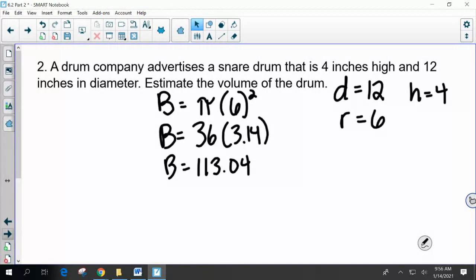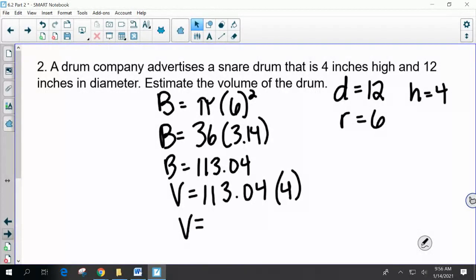Okay. And then I need to take that number times what? Times the height, which is 4. So the volume would be 452.16, and then that is inches cubed.